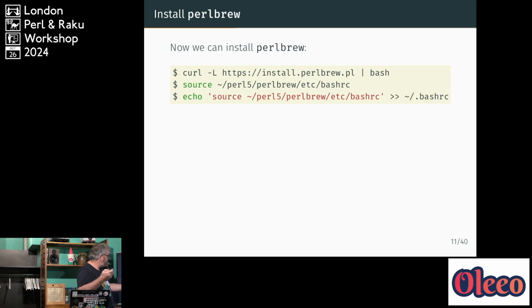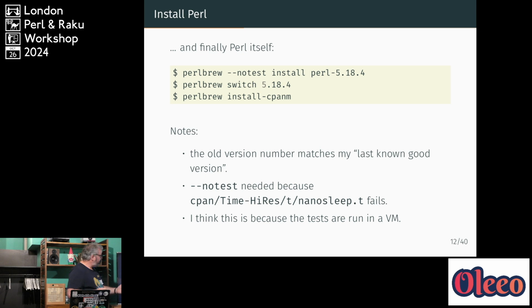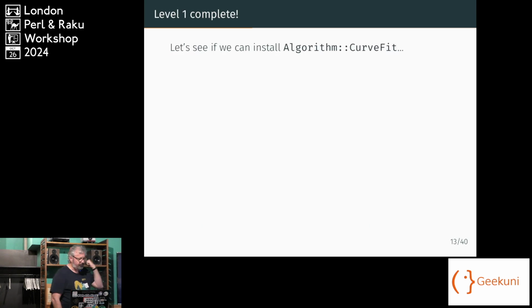Sweet. Okay. So install Perl brew, standard stuff, and then finally install Perl, also fairly standard stuff with Perl brew. Interesting thing here, I used 5.18 because that was the version that had worked for me in the past. So again, this is me trying to reduce the blast radius, reduce the number of things that are different with each thing. And I had to use no test when actually installing Perl because for some reason the nanosleep test fails. I think this is because this is running in a Vagrant VM. I don't know. There are brainier people than me here who might actually know that, so it'll be interesting to know that. But anyway, something to talk about at the pub.